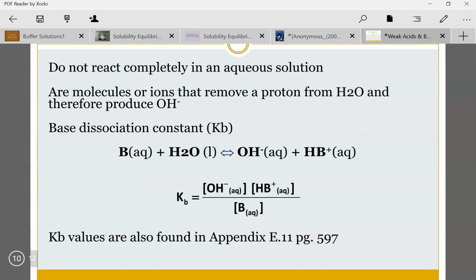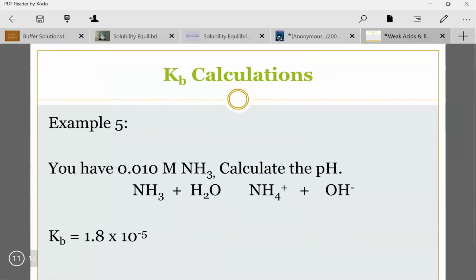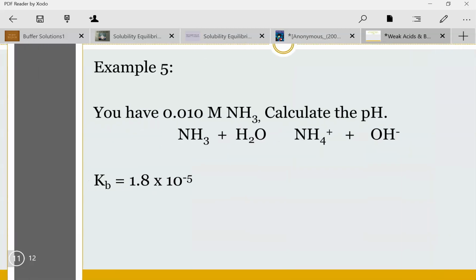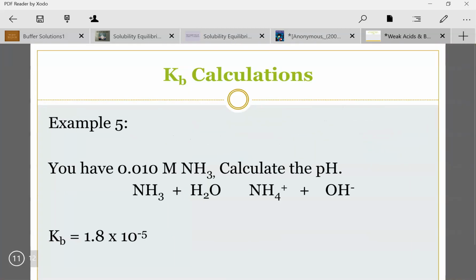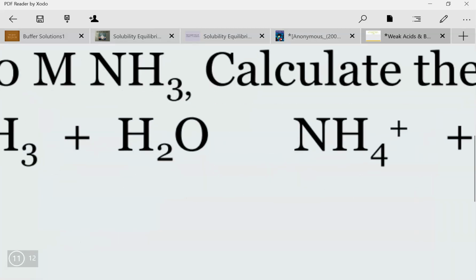Okay, so this is our base expression, which is very similar to our acid expression. We have a base, which is just a B with a lone pair on it, that is going to accept a proton from water to form HB plus, and leaving water with an OH minus. Kb values are found in the appendix. Okay, this is good. One more question, we'll wrap this up. Okay, so our equations are provided here.